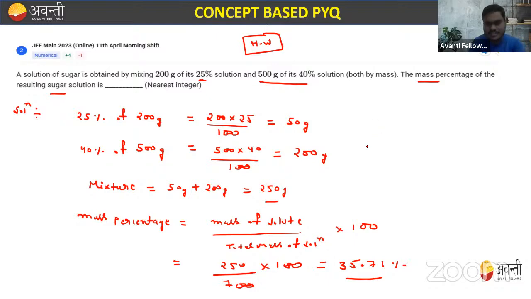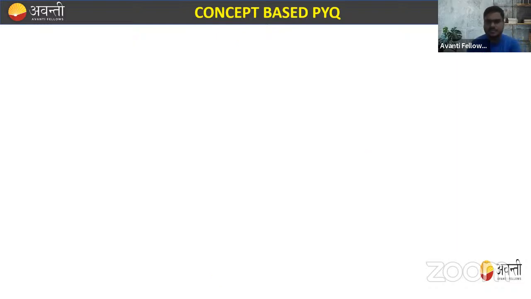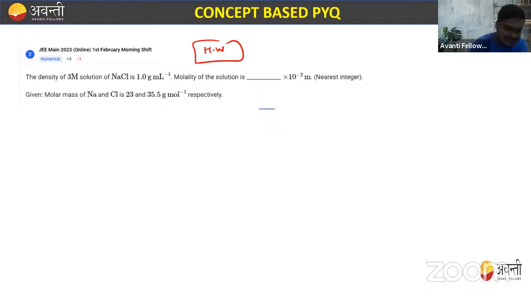So the next question is about the density of a 3 molar solution of NaCl. The density of the 3 molar solution of NaCl is 1 gram per milliliter, and you have to find the molality of the solution. So molarity is given and you need to find the molality. It is a very good question, totally based upon how you convert molarity into molality, right?